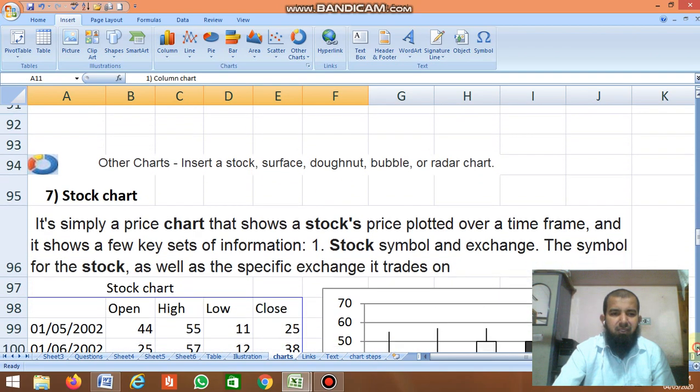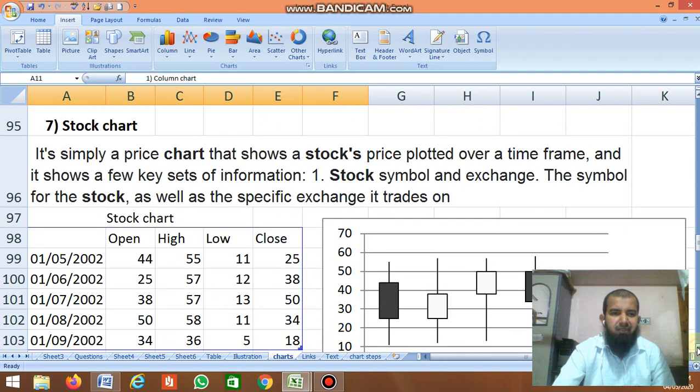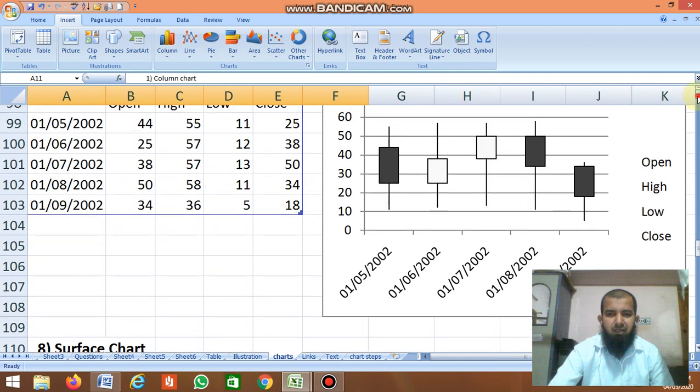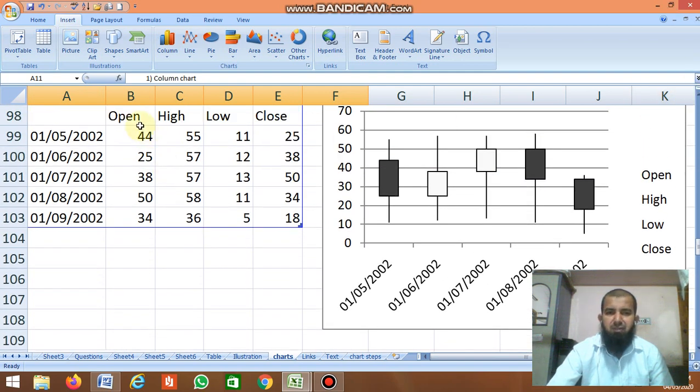Next, the seventh one is the stock chart. It's simply a price chart that shows a stock's price plotted over a time frame, and it shows a few key sets of information: the stock symbol and exchange, the symbol for the stock as well as the specific exchange it trades on. See here, for example, this one. There are four values: open, high, low, and close.